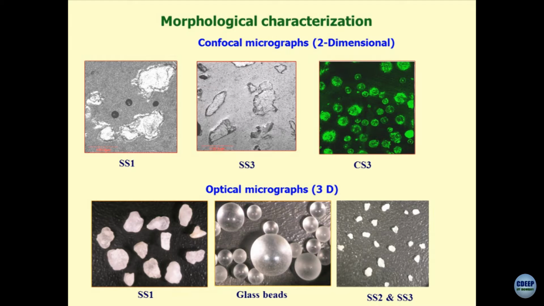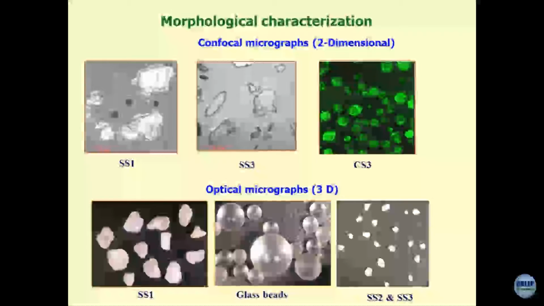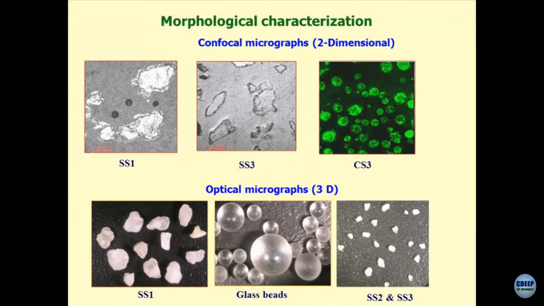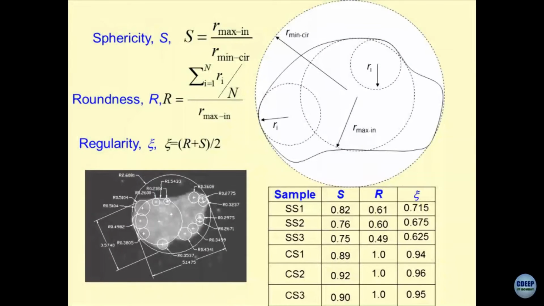These are the two-dimensional sections. You take the particle and cut it, and then take images micrographically. The material looks like this. SS1 is the coarse sand, SS3 is the fine sand, and these are the cenospheres which have peculiar characteristics. In 3D imaging, these are known as optical micrographs. This is how the sands and the glass beads look. From this information, we went deep into the morphological characterization of the materials. Each grain has to be photographed.